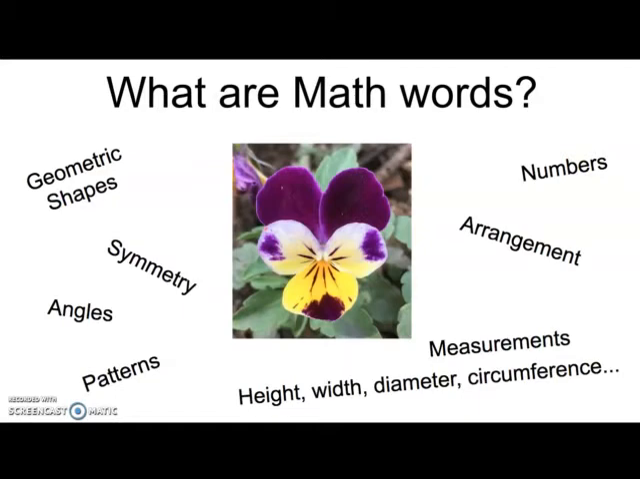How are the petals of the flower arranged? You could also talk about that. Do they overlap? Are they aligned? Are they adjacent? Those are all math words. You can also take physical measurements, such as the height, the width, the diameter, the circumference. For those, you're going to need a ruler, but you can also use those as math words.